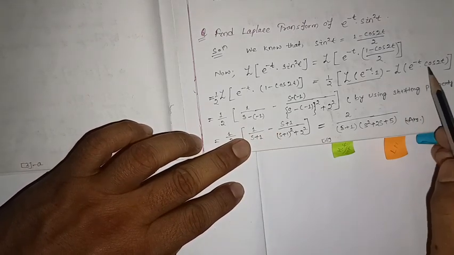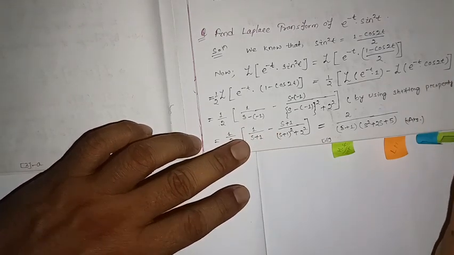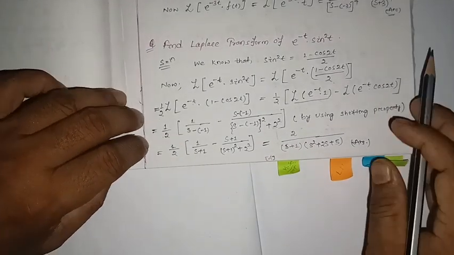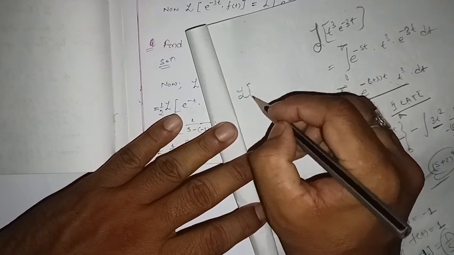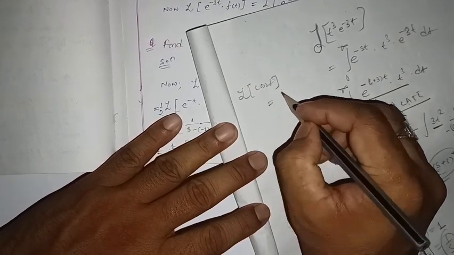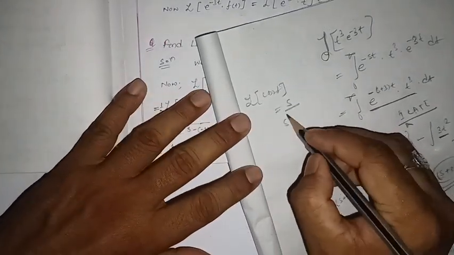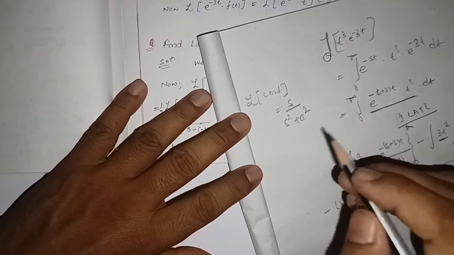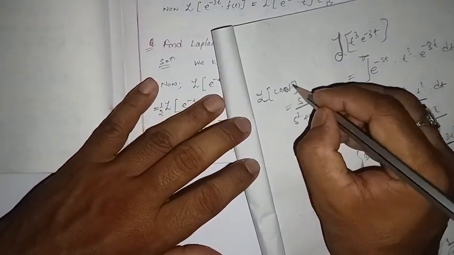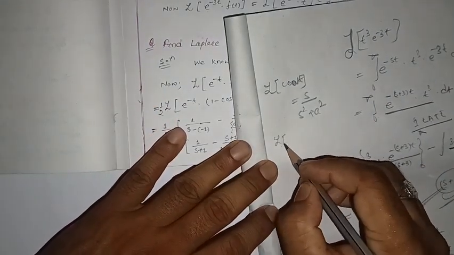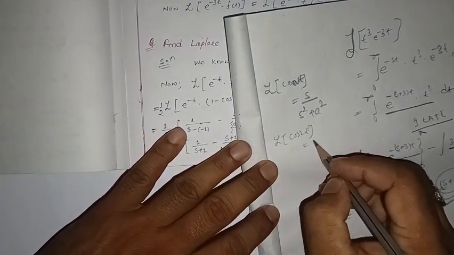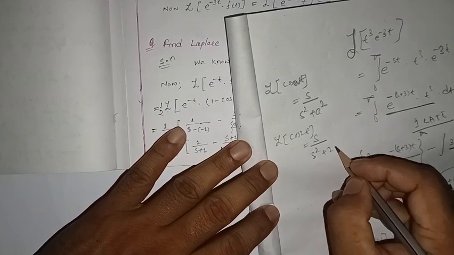Likewise, here you can see cos 2t. The Laplace transform of cos 2t we know: the Laplace transform of cos at is nothing but s by s squared plus a squared. So the Laplace transform of cos 2t will be s by s squared plus 2 squared.